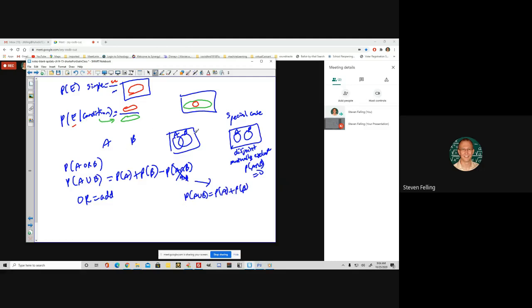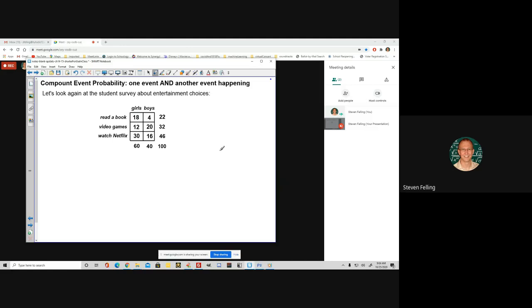Now we're going to add on, what if we have these two events, but it's one event and another event, and we're going to switch to a different way to picture it. We're going to talk about a tree at a certain point. Okay, let's just introduce it with that same table of data. Let's say that we have choices about entertainment, reading a book, playing video games, or watching Netflix as their favorite choice for a set of students that are separated into genders, girl and boy.